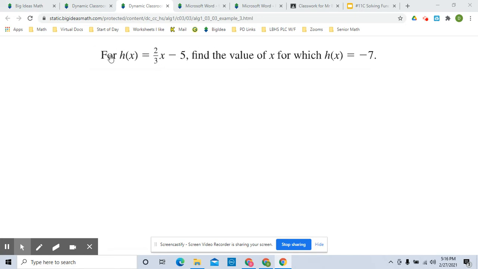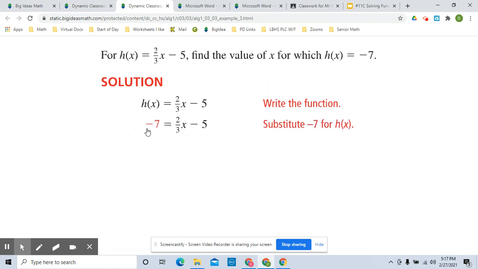All right, without further ado, here's how it sounds. For h of x equal to 2/3 x minus 5, find the value of x for which h of x is equal to -7. So in the first step, we're just going to write out the function. No big deal there. Just rewrite it. Get a lined sheet of paper so that it stays neat.